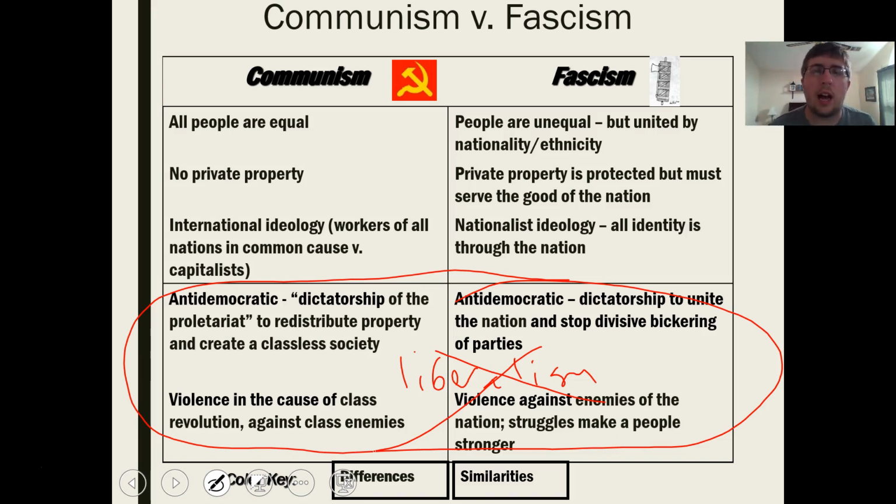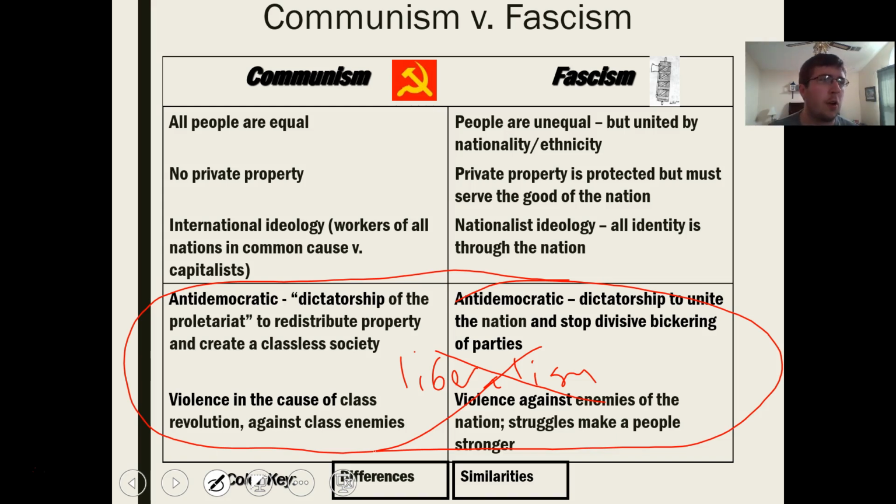Equality. Everybody is equal in a communist government. Everybody is giving of what they have to the government. But in a fascist society, people are unequal, but we're all united by our nationality or ethnicity. If you watch The Wave, think about Robert and the other kids. Sure, they're still unequal, but there is respect between one another because they are brought together by their participation in The Wave. So fascism, in general, unites people by either their nationality or their ethnicity. Ethnicity is probably more of a racial thing, and that's going to get us into Nazism.